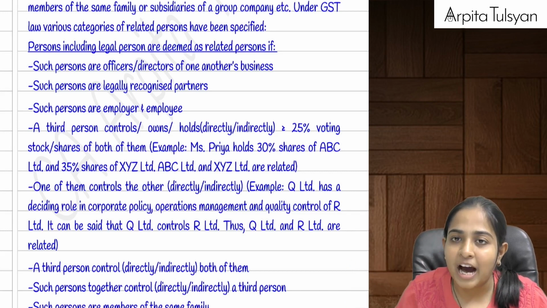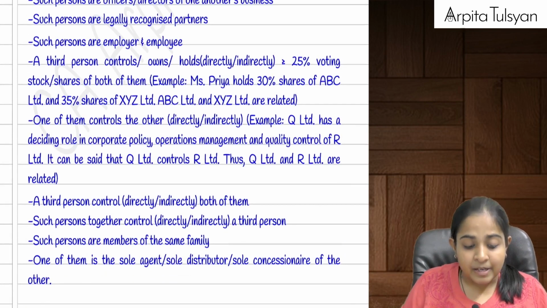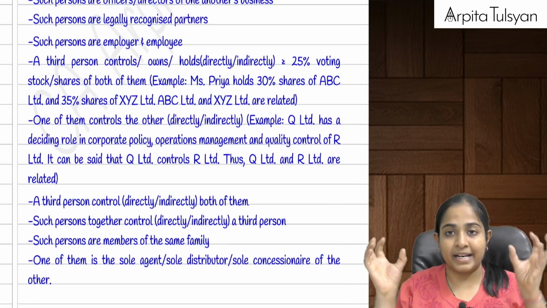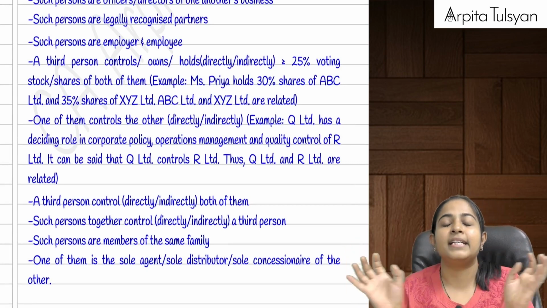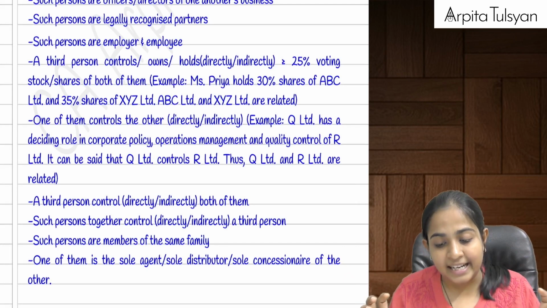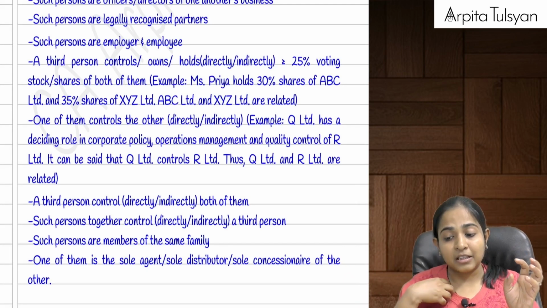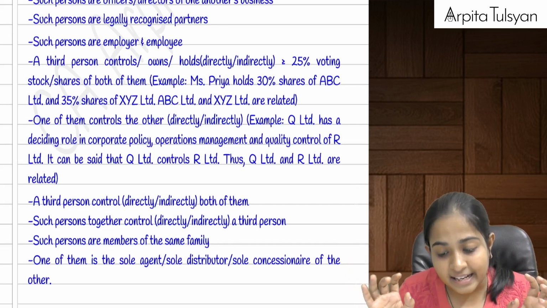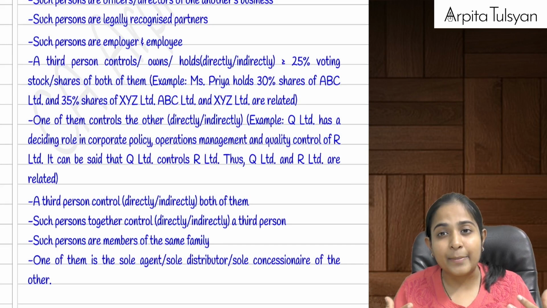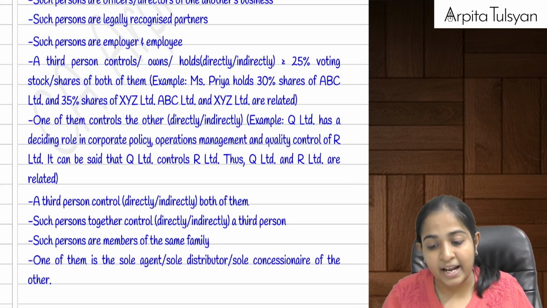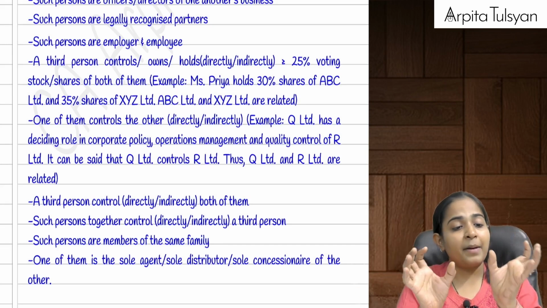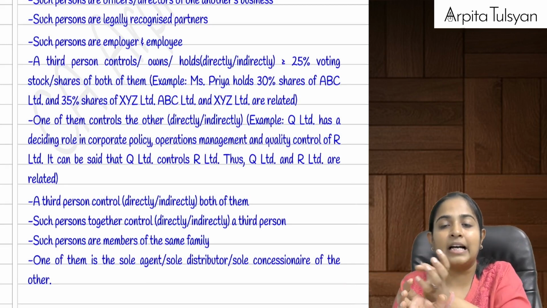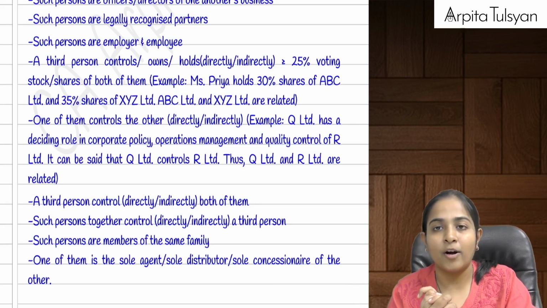Employer and employee are called related persons. If there is a third person holding at least 25% voting power in two entities, then these two companies will be called related persons, because a third person is controlling both of them. Same family members will be called related persons. If one of them is influencing or controlling the other, then these persons will be called related persons.